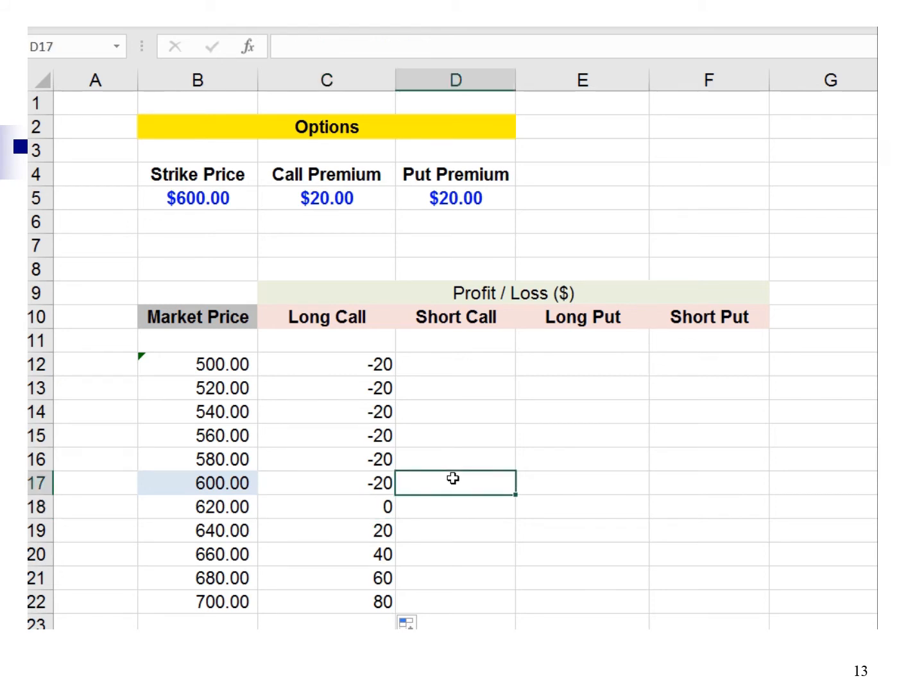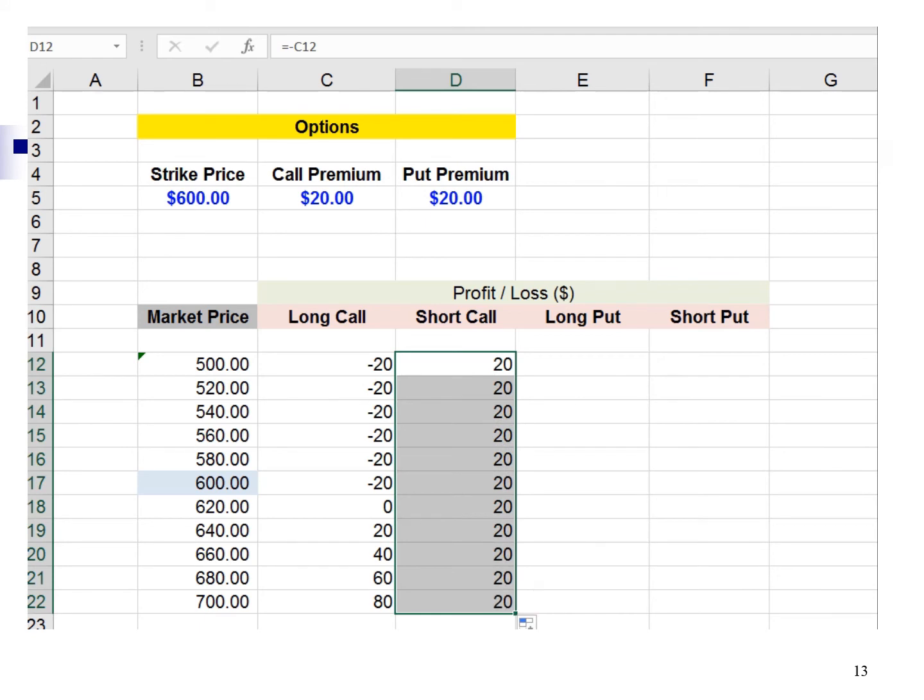Option contracts represent a zero-sum game between the buyer and seller. The buyer's gain is the seller loss and vice versa. Therefore, I'm going to type equal, negative, and point this value. Enter. Then I'm going to drag all the way down for the rest of the answer.